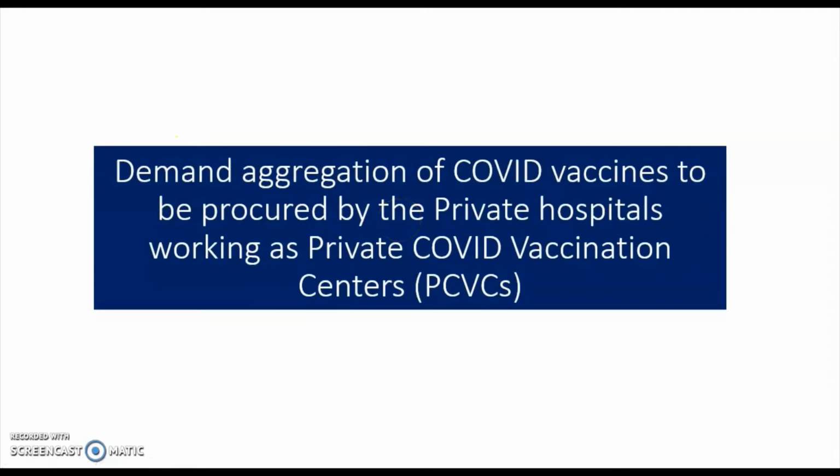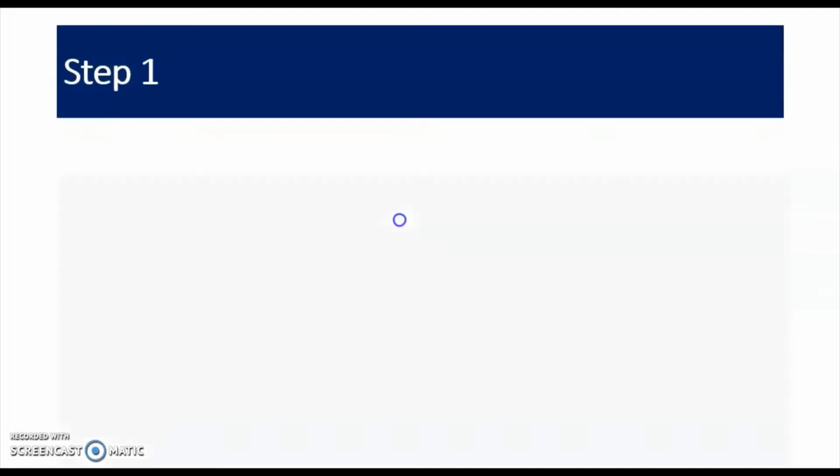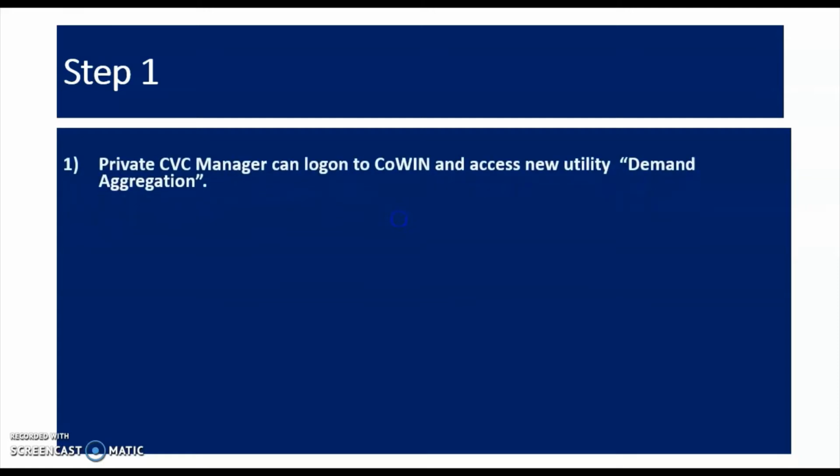Demand aggregation of COVID vaccines to be procured by private hospitals working as private COVID vaccination centers. Step 1. Private CVC manager can log on to CoWIN and access the new utility demand aggregation.